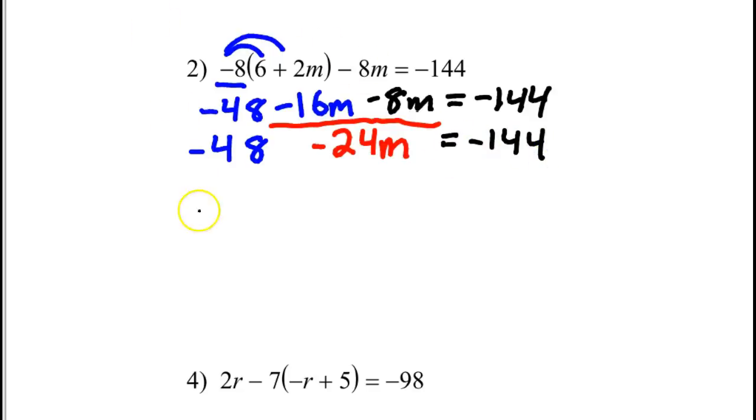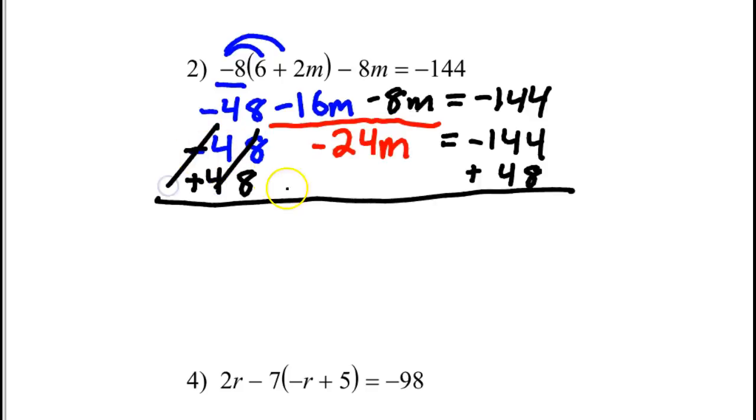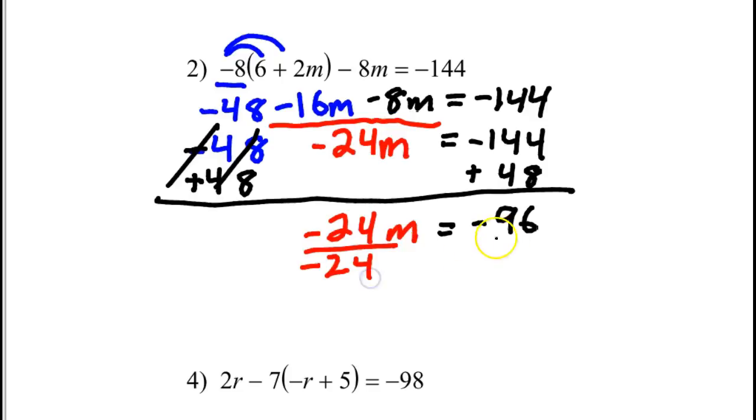Then we can do the adding, subtracting both sides. It's a negative 48, so I'm going to add 48. Cancel it out. Alright, so that's 0. So I got negative 24 times what equals negative 96. And then we divide by the coefficient on both sides. 96 divided by 24. You get positive 4, because a negative divided by a negative is a positive. Positive 4.